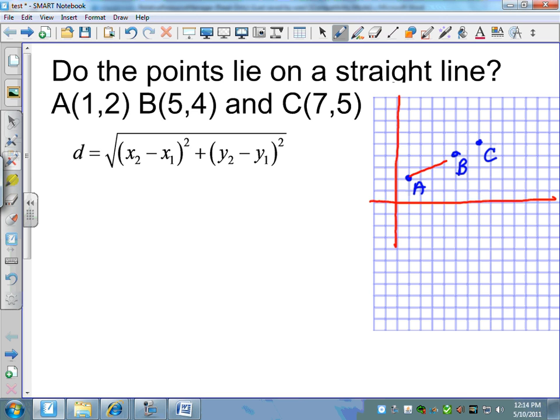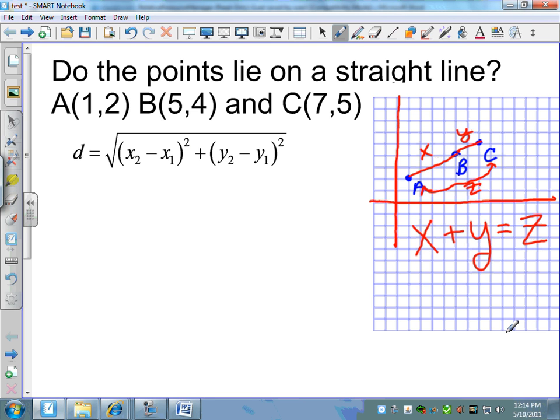We're going to let the distance from A to B be x. And we're going to also find the distance from B to C. We're going to name that y for now. And then eventually we're going to find the distance from A all the way to C. We're going to call that distance z. Now if the points are collinear or on a straight line, then the 2 shorter distances, x plus y, would have to equal exactly the longer distance, z. So let's apply the distance formula 3 times here.